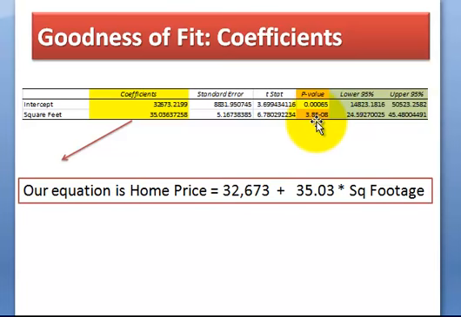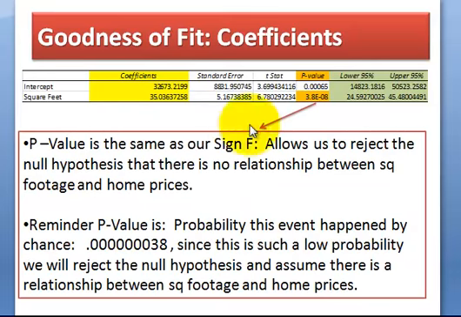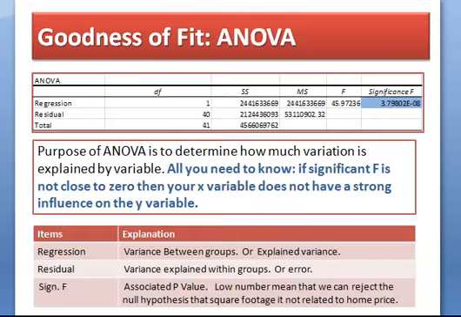It also gives you the p-value. Remember what a p-value is. It allows us to reject the null hypothesis that there's no relationship between square footage and home prices. Reminder what a p-value is: the probability of the event happening just by chance. So the probability that we would get this strong relationship between square footage and value of the house is almost zero. And notice this p-value is the exact same number as our significance F.